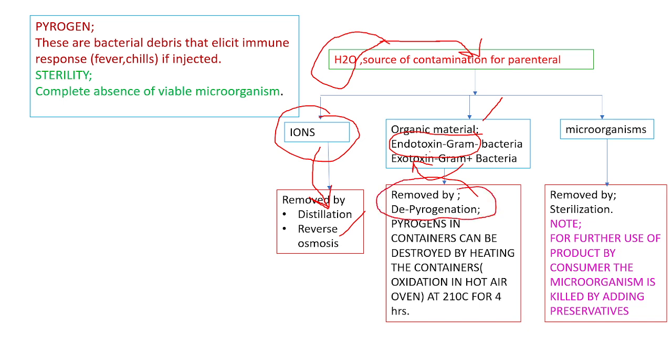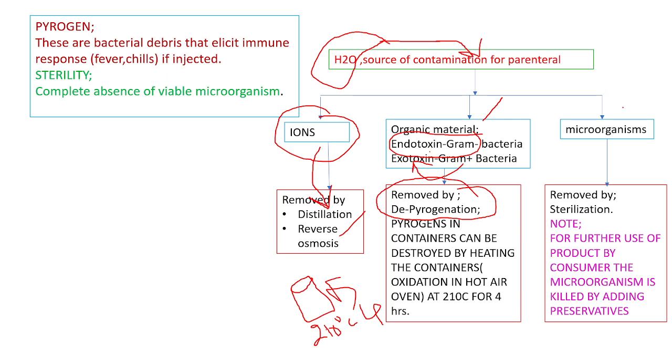How can we remove the pyrogen? The pyrogen present in containers can be destroyed by heating the container at 210 degrees centigrade for 4 hours in a hot air oven. So this is about the removal of pyrogen.